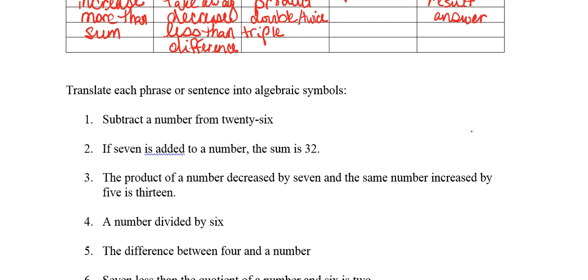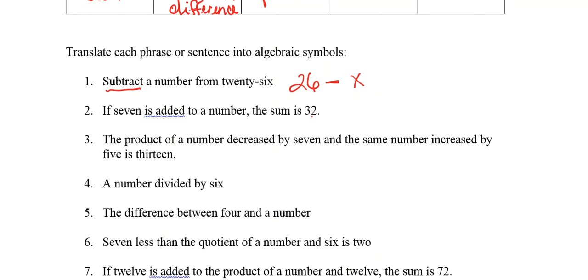So the first one says subtract. So we know we have the minus sign. A number from 26. So this actually gives us order as well. So it's saying the number, which we don't know, has to be taken from 26. So 26 is where we start. 7 is added to a number. So 7 plus a number. So every time we see the number, those are our variables. And then we have sum, which is equal. Sum is 32. So sum actually is the answer when you add, is the equal sign.